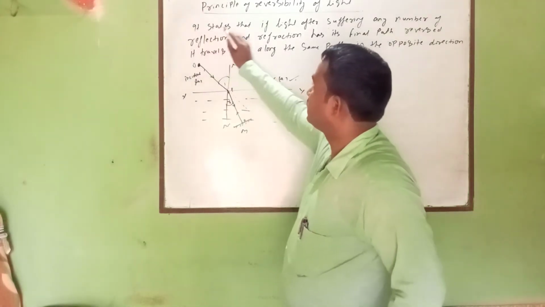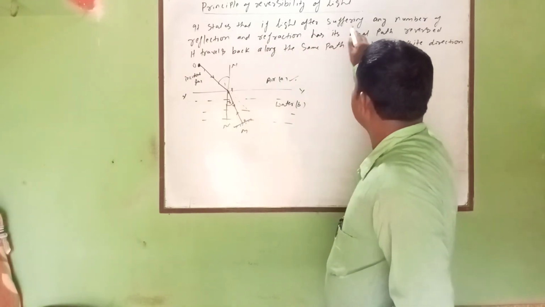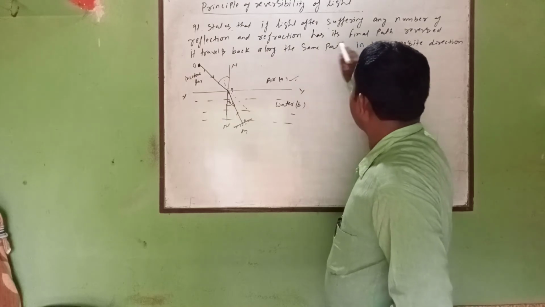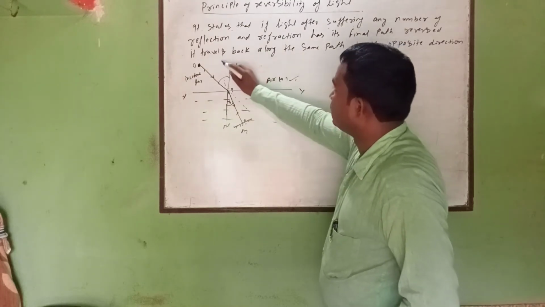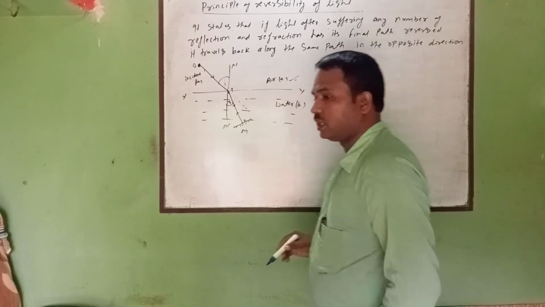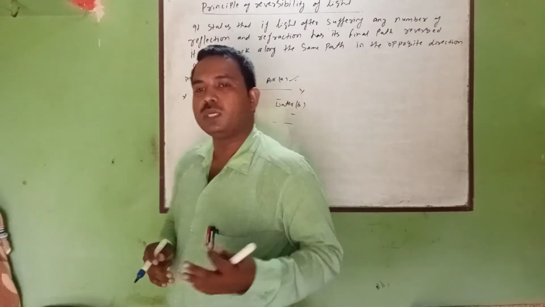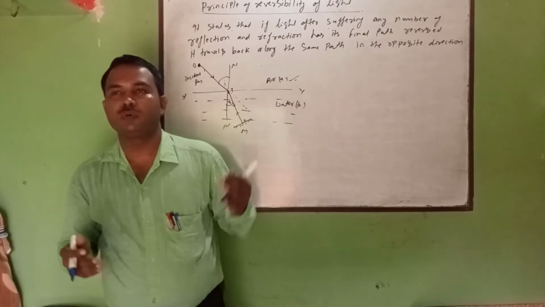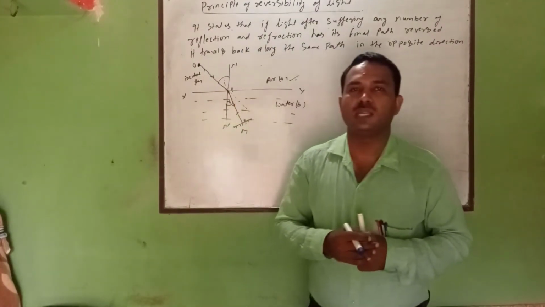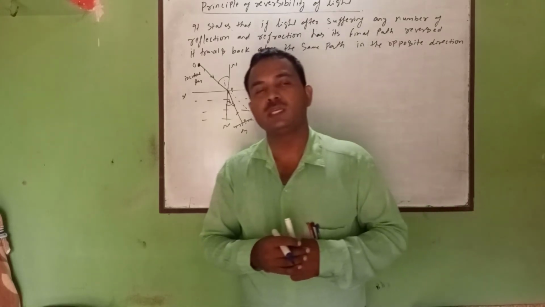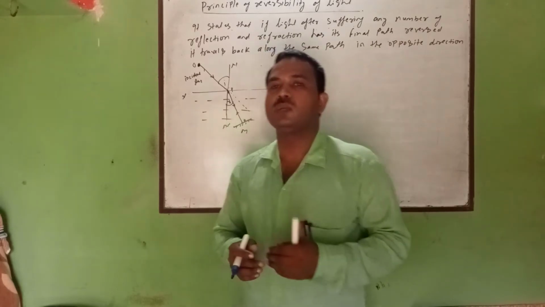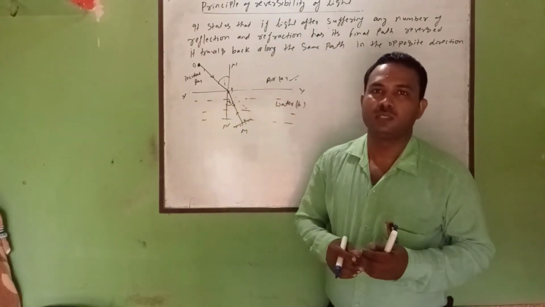I have written here, it states that if light, after suffering any number of reflections or refractions, has its final path reversed, it travels back along the same path in the opposite direction. Whatever mediums you take, 2, 3, 4, 5, the same condition applies: if the light is reversed, then it will travel on the actual path.